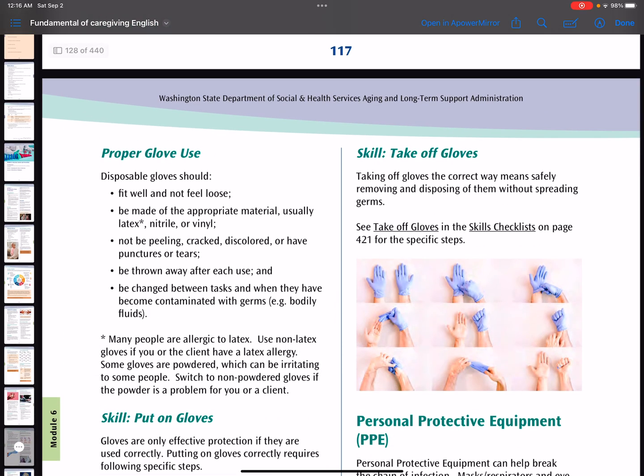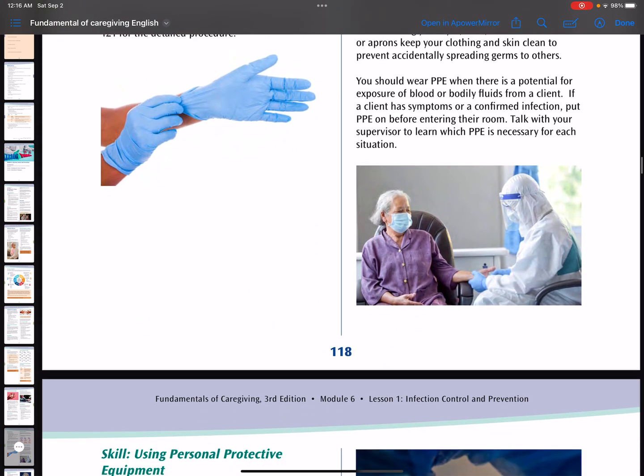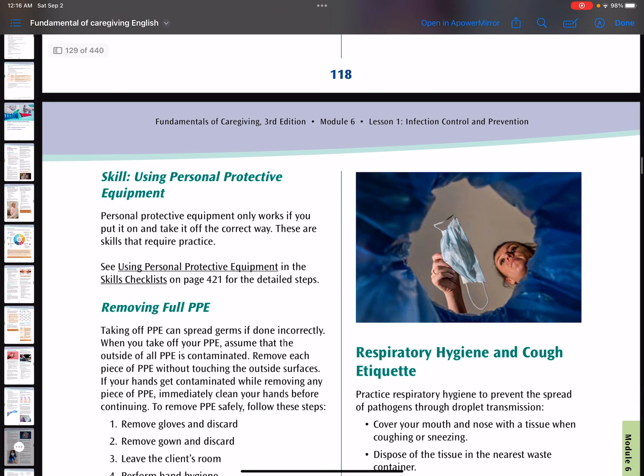Now let's talk about gloves. Gloves provide protection for you and the client. Proper use of disposable gloves helps you avoid spreading germs from one person to another. You must wear gloves, especially when you have direct contact with blood, body fluids, or mucous membranes, or when handling things that are contaminated with germs, or when you provide first aid, or if you have contact with a client who has an open wound, and things like that.